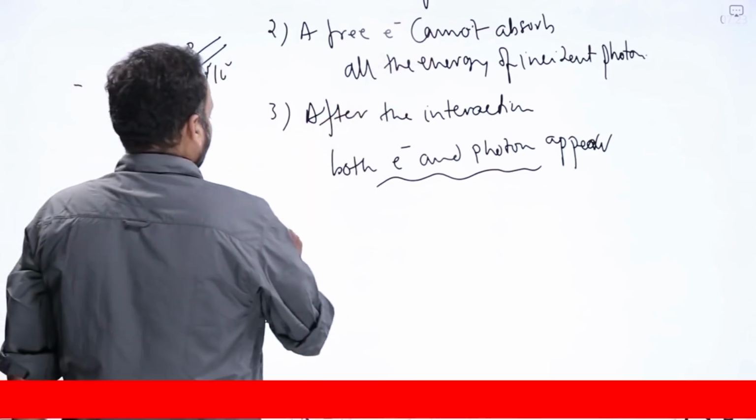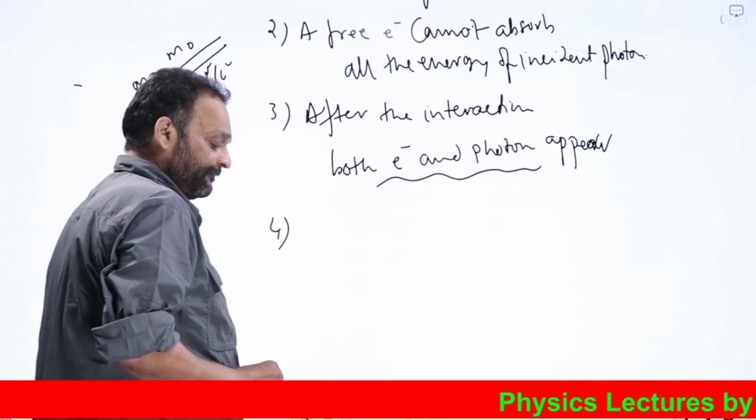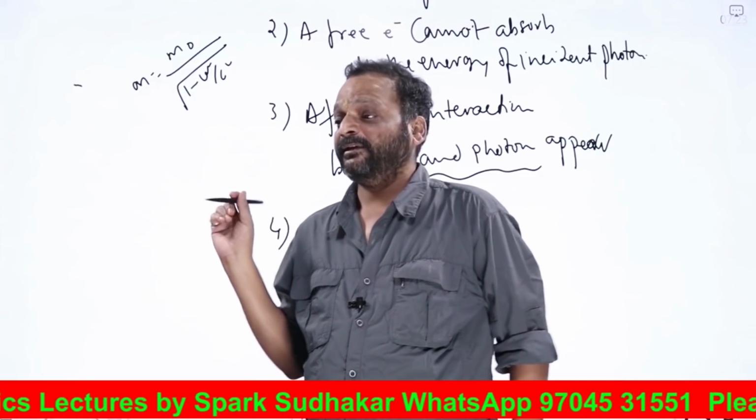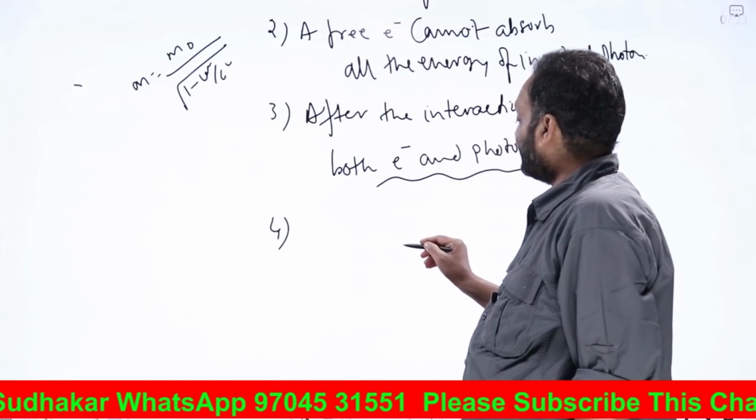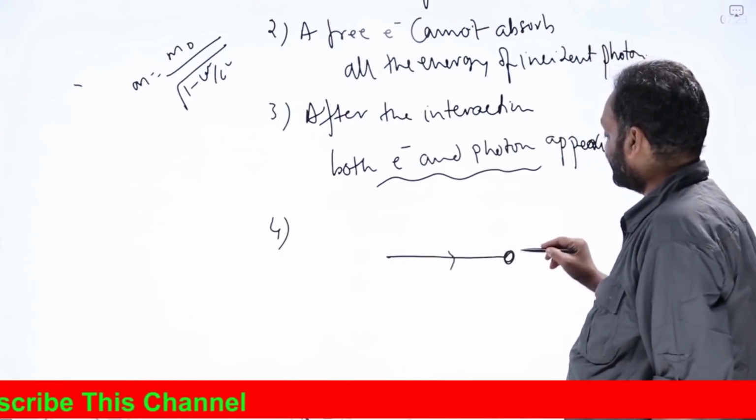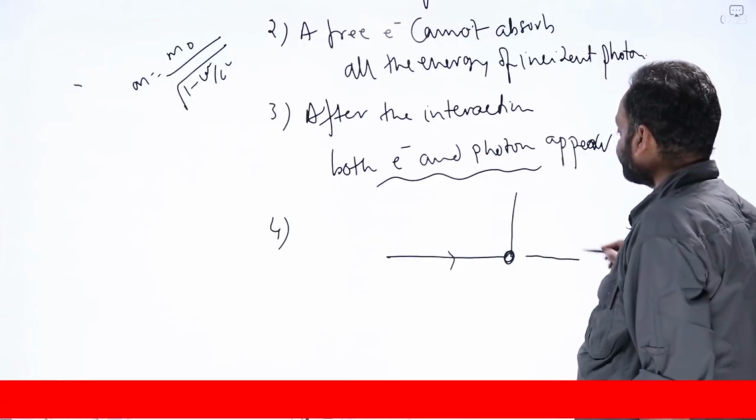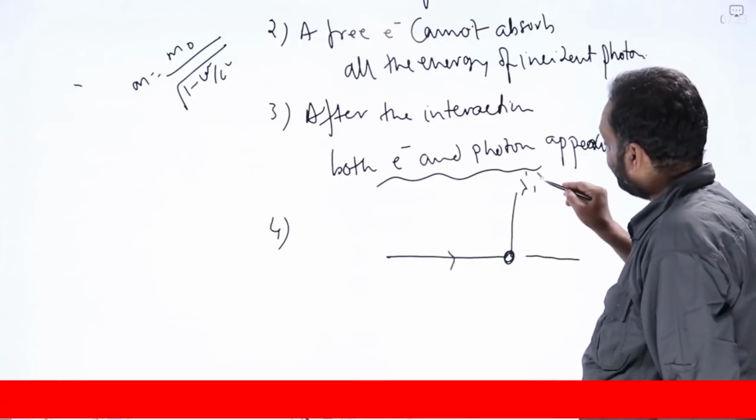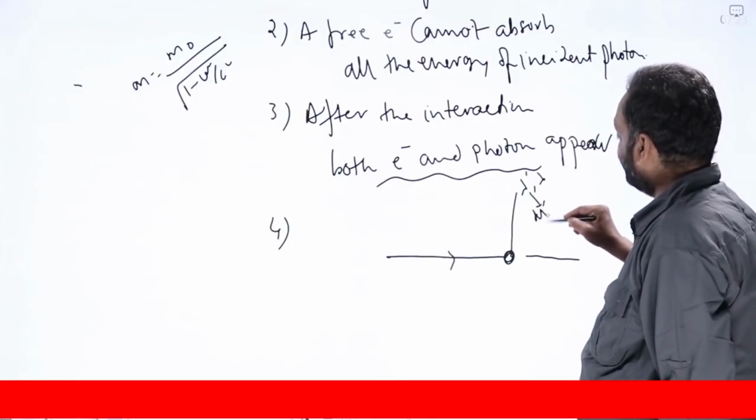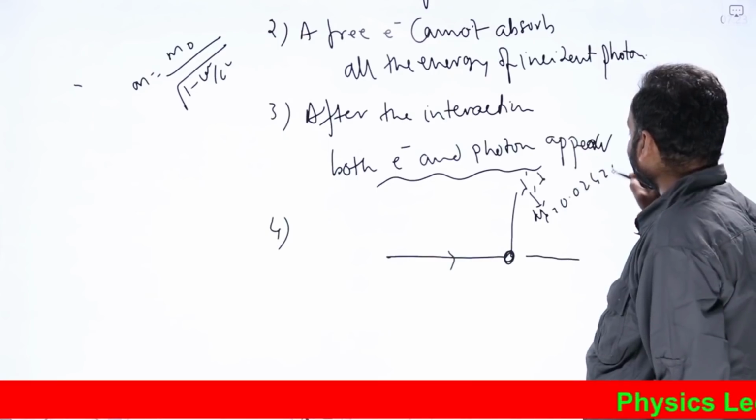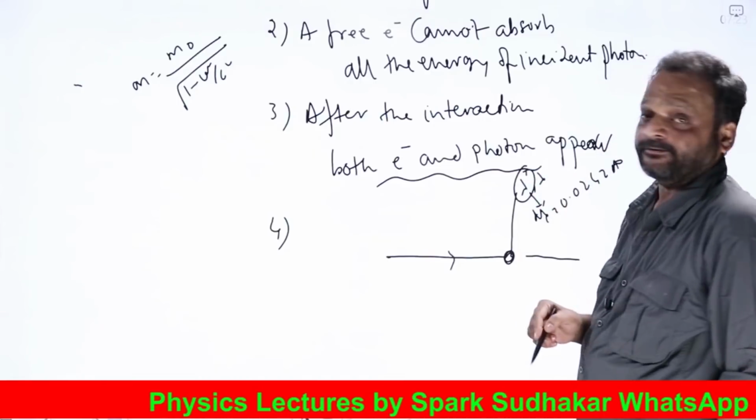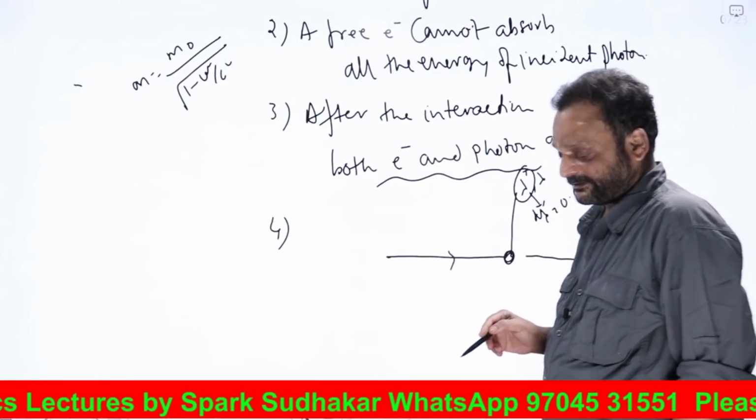Okay. The fourth point in this is we have explained why lambda dash is coming, but why is lambda also coming in every direction? Both are coming. This is the incident photon direction. This is the target electron, say at 90 degrees. Lambda dash is also coming, but lambda also will be there. What is the change in wavelength, d lambda? 0.0242 angstroms. But lambda is also there.